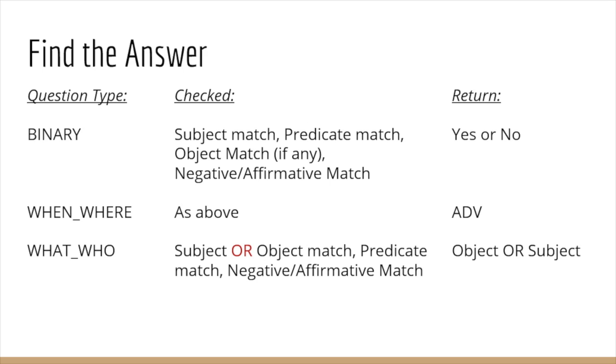For when and where questions, we will check the same items as above, but we will be returning the adverb. For what or who questions, we will first check predicate, negative or affirmative, and because what or who will match one of subject and object, we will be checking each of them and returning the other one.